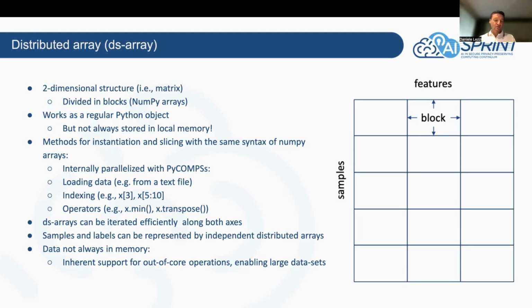And data is not always in memory, as I said, so we support out-of-core operations. Out-of-core means that the data is not necessarily available in the memory of a node, but it is up to the runtime to access the blocks of the data set, the blocks of the distributed array, and compute the specific method on that block.